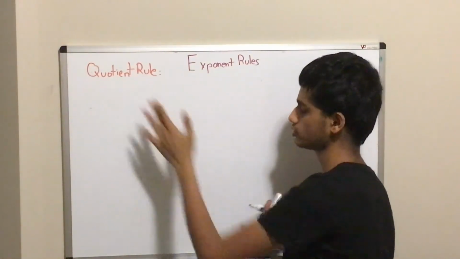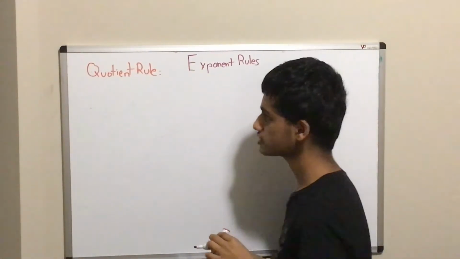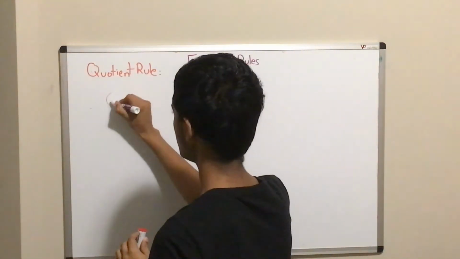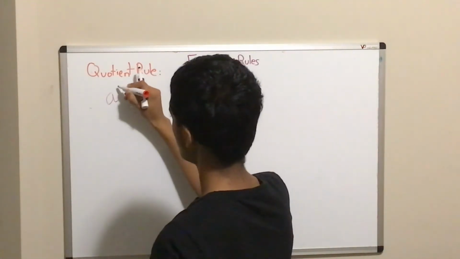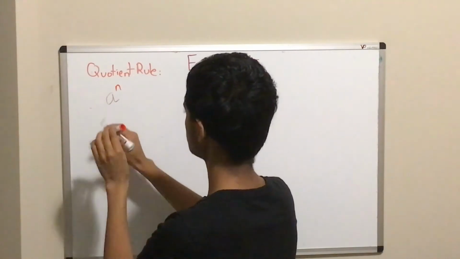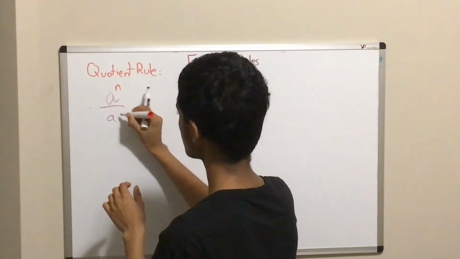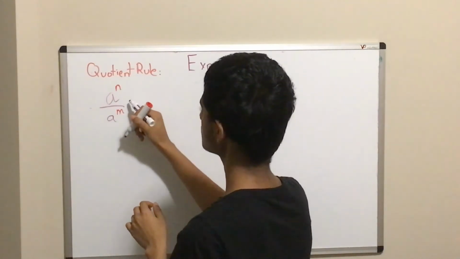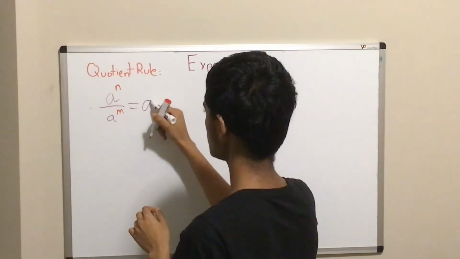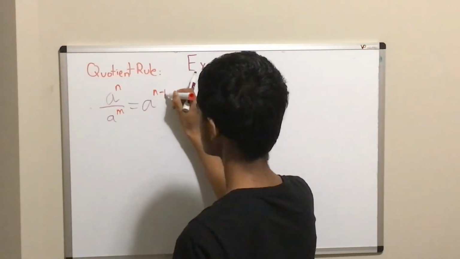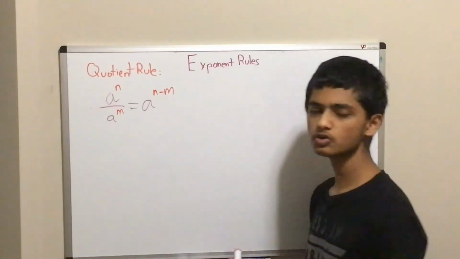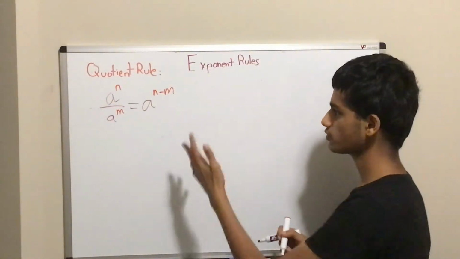The quotient rule states that if we have a number a to the power of n divided by the same number a to the power of m, that's going to be the same thing as the same number a to the power of n minus m. So, let's see how that actually works out.